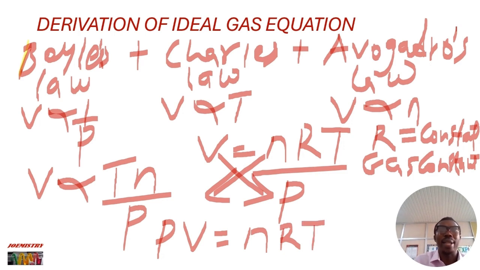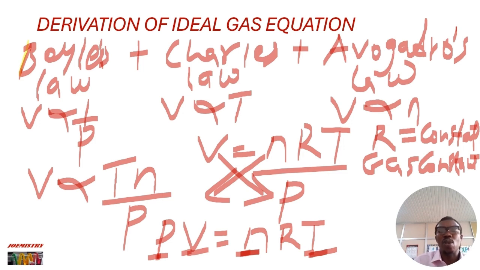So we arrive at the ideal gas equation. With the help of this equation, we can calculate the pressure if we are given the volume, the number of moles, and the temperature. R is a constant. We can calculate the volume if we are given the pressure, the number of moles, and the temperature. You can calculate the number of moles if you are given the pressure, the volume, and the temperature. You can calculate the temperature if you are given the pressure, the volume, and the number of moles. R is always a gas constant.